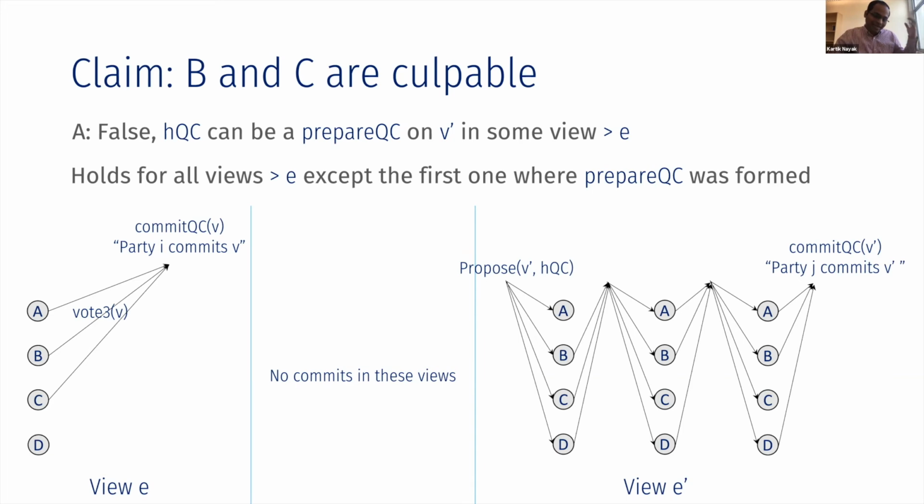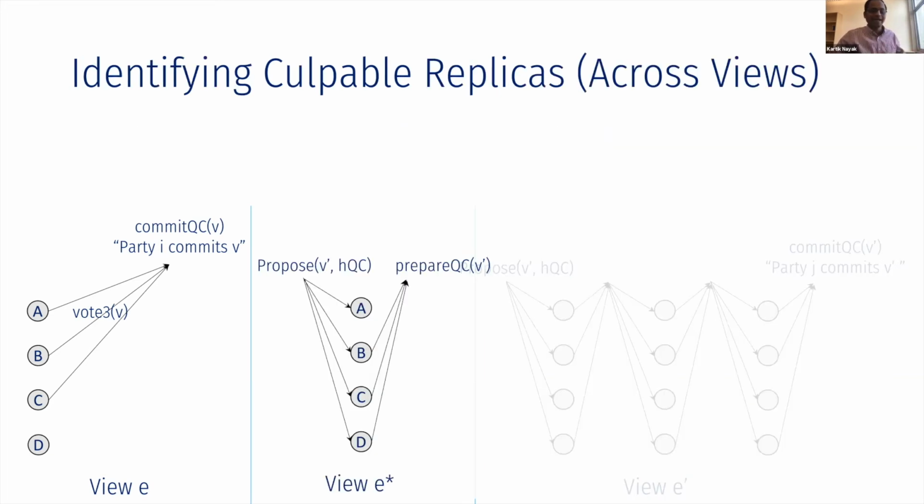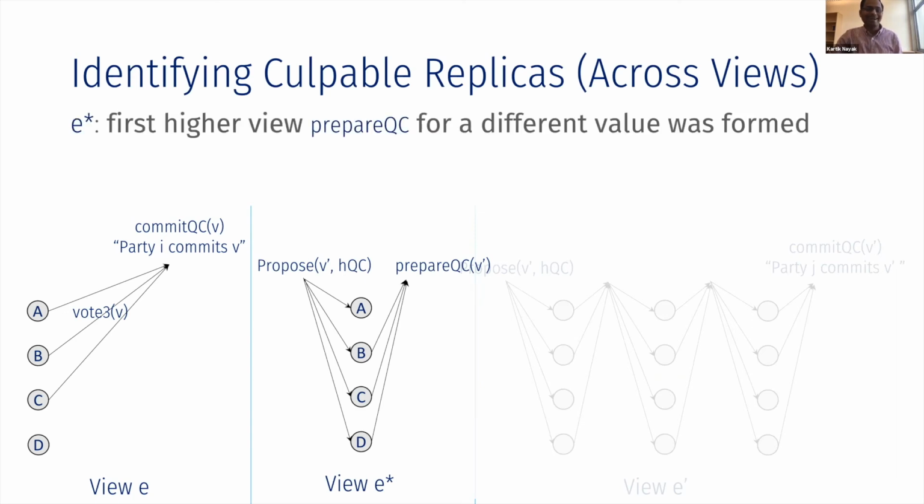Okay, so intuitively, we need to identify the first view where this happened after view E. Let us say it's view E star. And in this view, it must be the case that the high QC comes from a view lower than view E. And the parties who voted for this particular proposal must be potentially culprits.